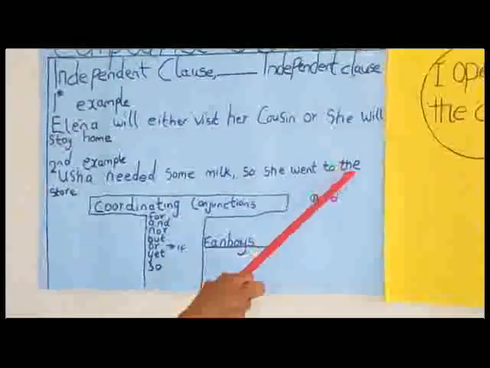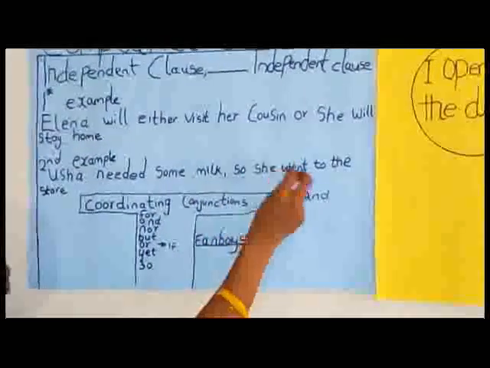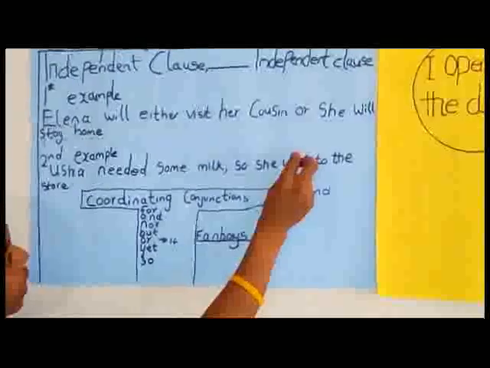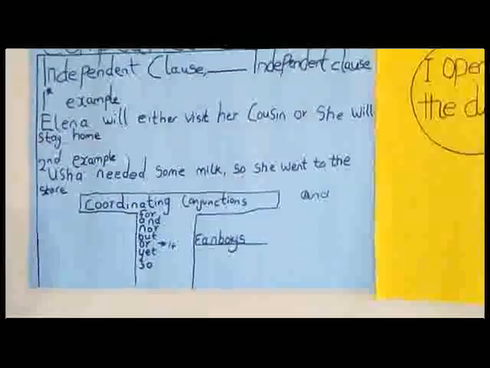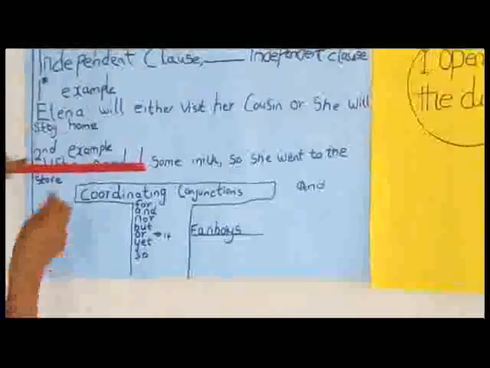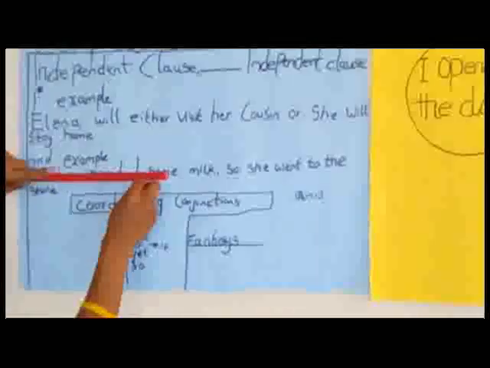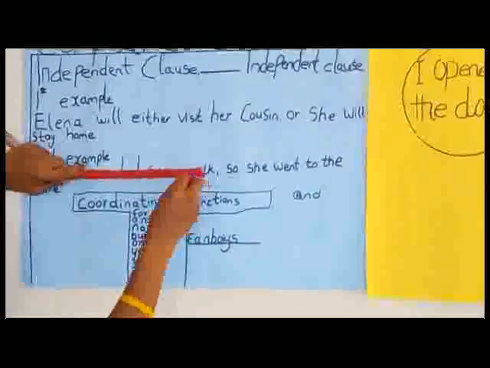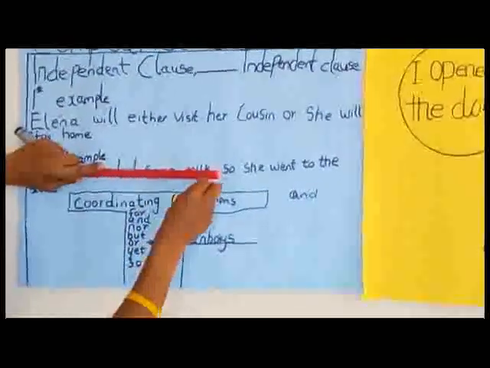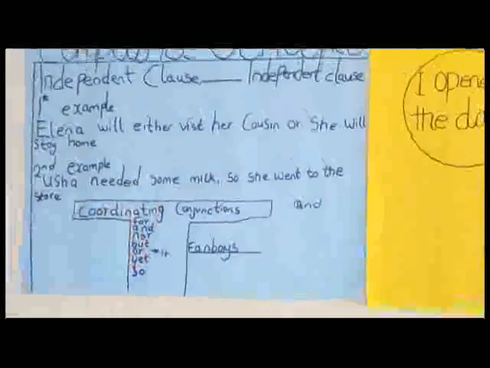She went to the store. She here is the subject, while went is the verb. So, combining them together now, let's get our independent clause out. This is the independent clause. Osha needed some milk. That is our independent clause.